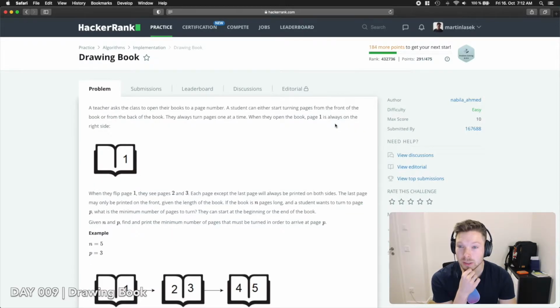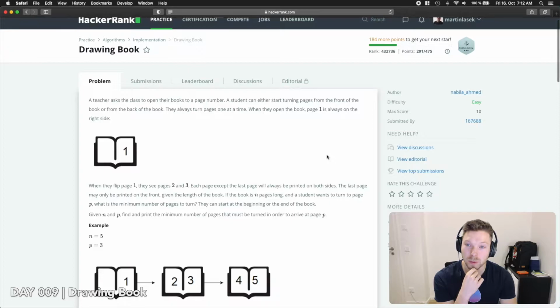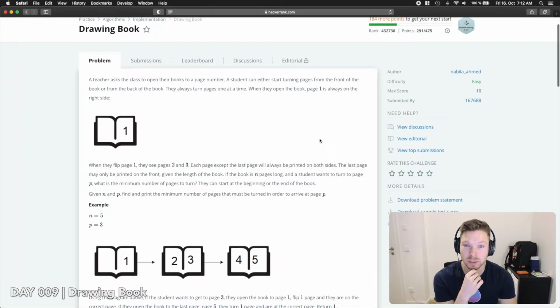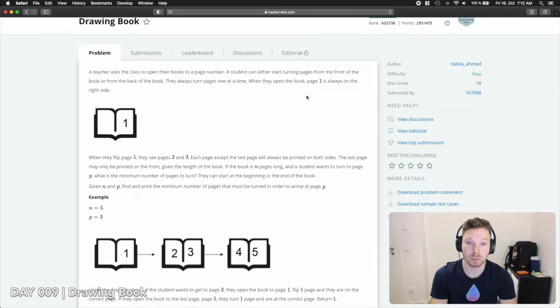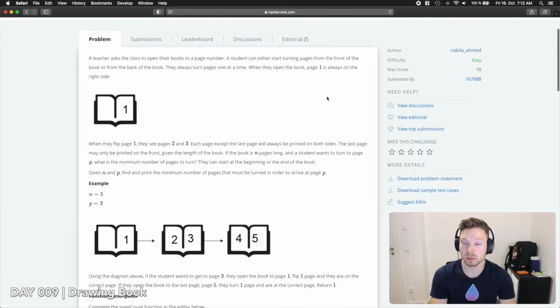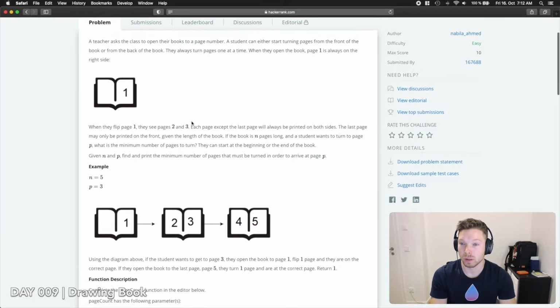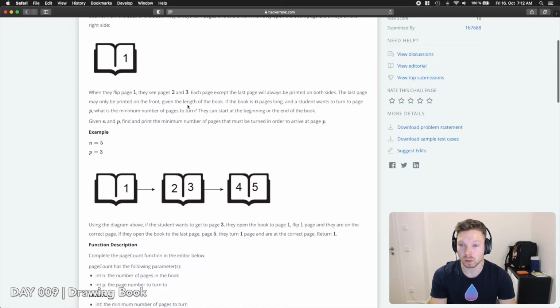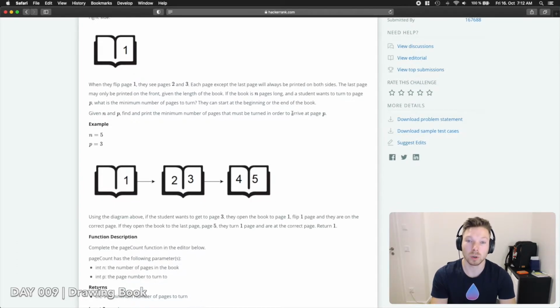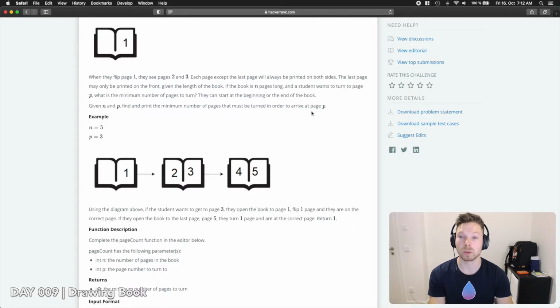A teacher asks the class to open their books to a page number. A student can either start turning pages from the front of the book or from the back of the book. They always turn pages one at a time when they open the book. Page 1 is always on the right side. When they flip a page 1, they see pages 2 and 3. Each page except the last page will always be printed on both sides. The last page may only be printed on the front.